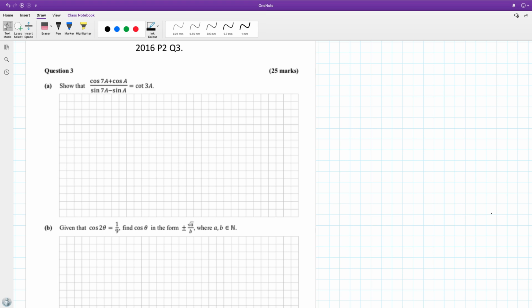So before you start, make sure you label what's A and what's B. Write out some of your copy and literally write over what's A and what's B. And then you follow the formula. So our formula is cos A plus cos B. Top left hand corner.